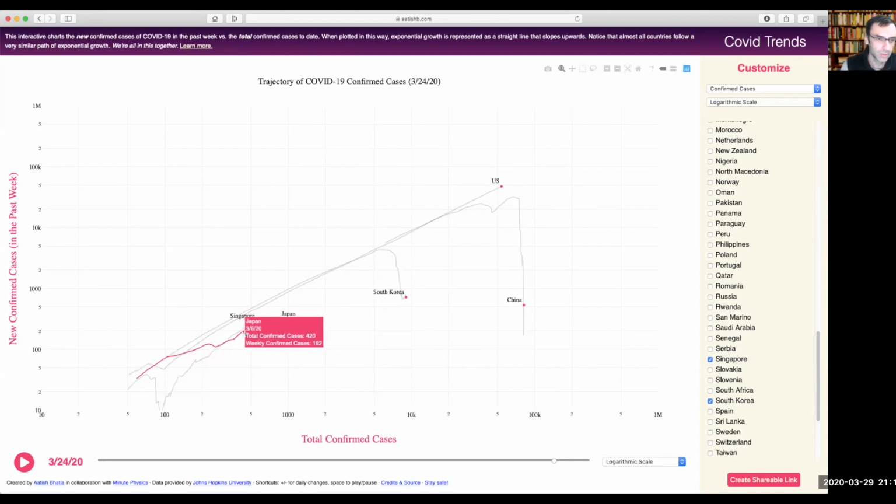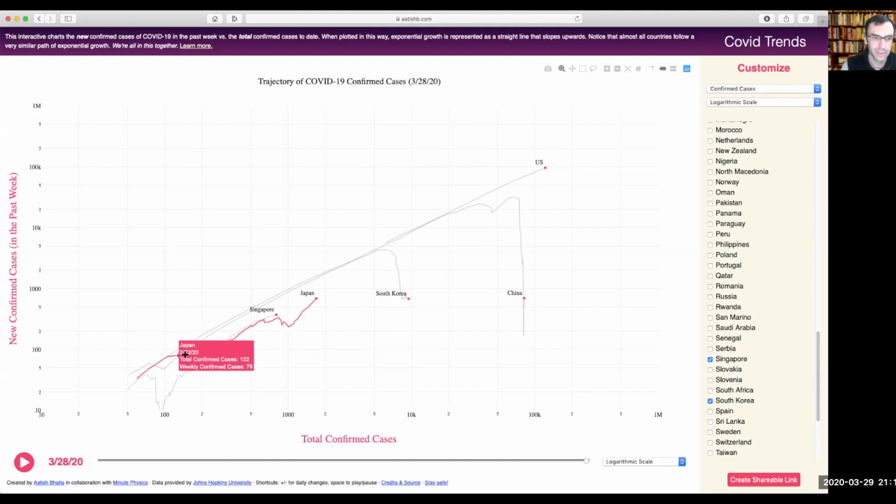Now, Singapore and Japan are really interesting. With Singapore, you'd say it dropped right away, but now it's back on that curve, and that's not a good thing, right? It's actually increasing more and more cases per day. So even though they might have stopped it early on, they ended up right back where everybody is.